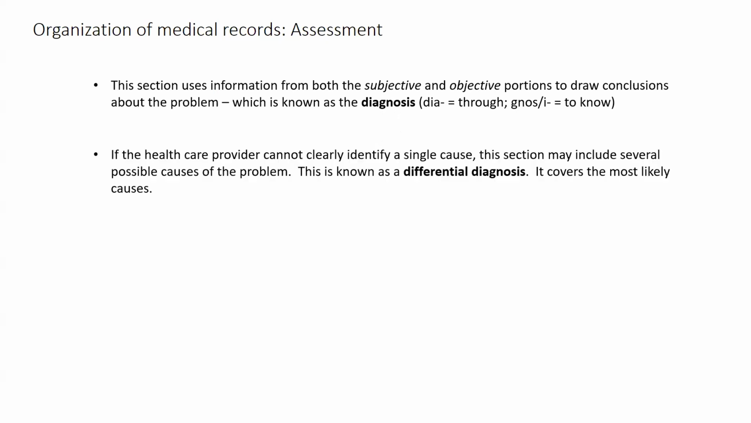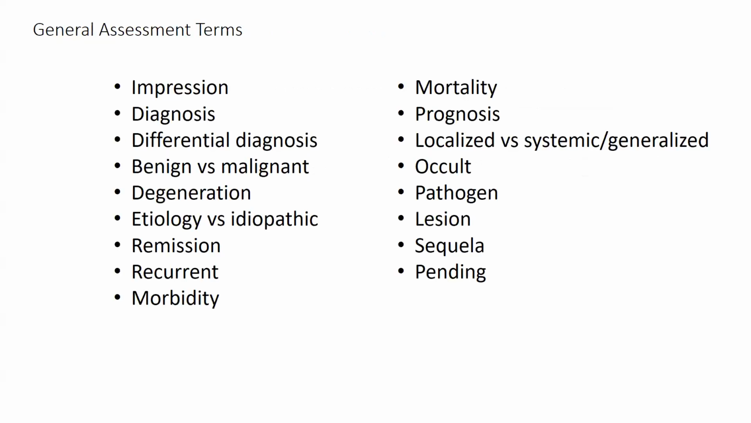If at that point in time you're not sure, then you may give what's known as a differential diagnosis, which covers the most likely causes. So this could be caused by the flu, or maybe it is a bacterial infection, and I need to have blood tests run before I know specifically what is causing this particular set of symptoms. So general assessment terms, an impression, so you don't necessarily have solid data for something, but it's your general impression of what's going on. Of course, we just talked about diagnosis and differential diagnosis.